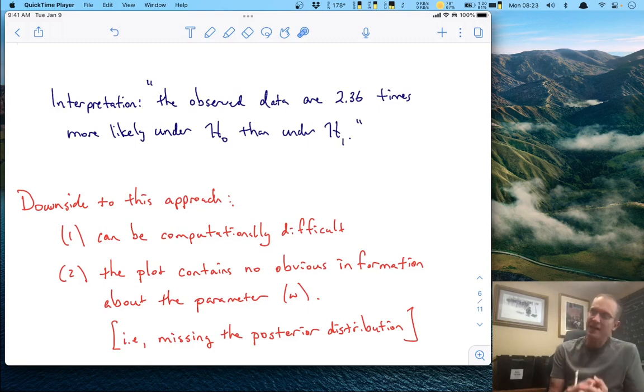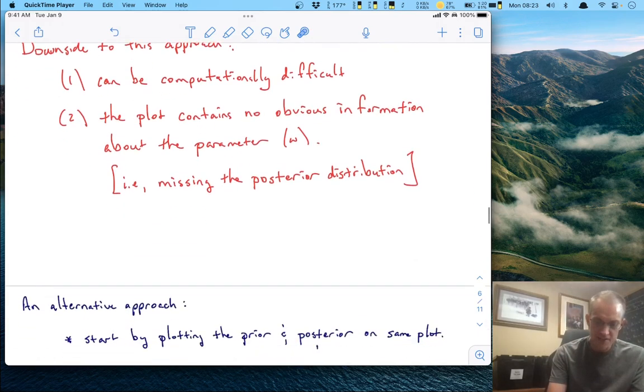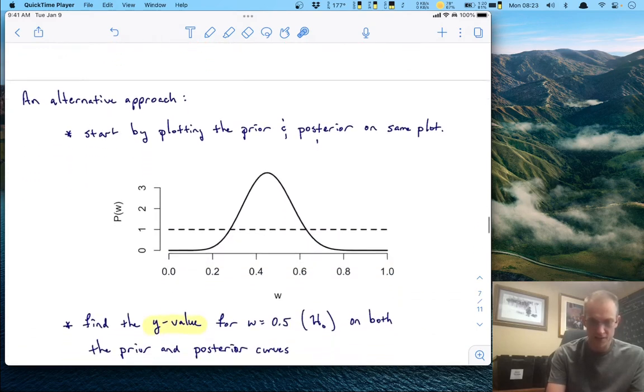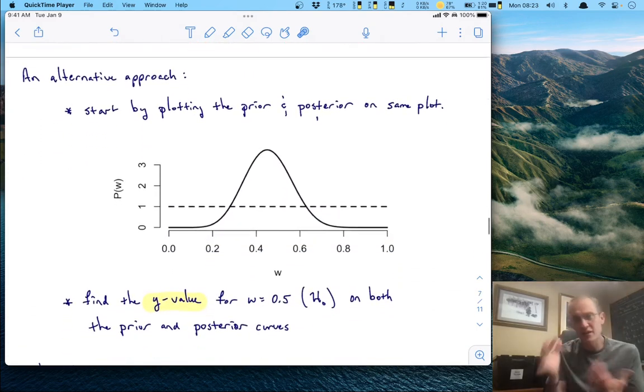So it would be really nice if we could get some kind of conceptual visual output that not only gave us the Bayes factor, the thing that does the model comparison, but once we know one model over the other, would also give us some estimation, that is the posterior distribution. Well, it turns out that this is entirely possible, and it's sort of cool how it works. So here's what we do. We start by plotting the prior and the posterior on the same plot.